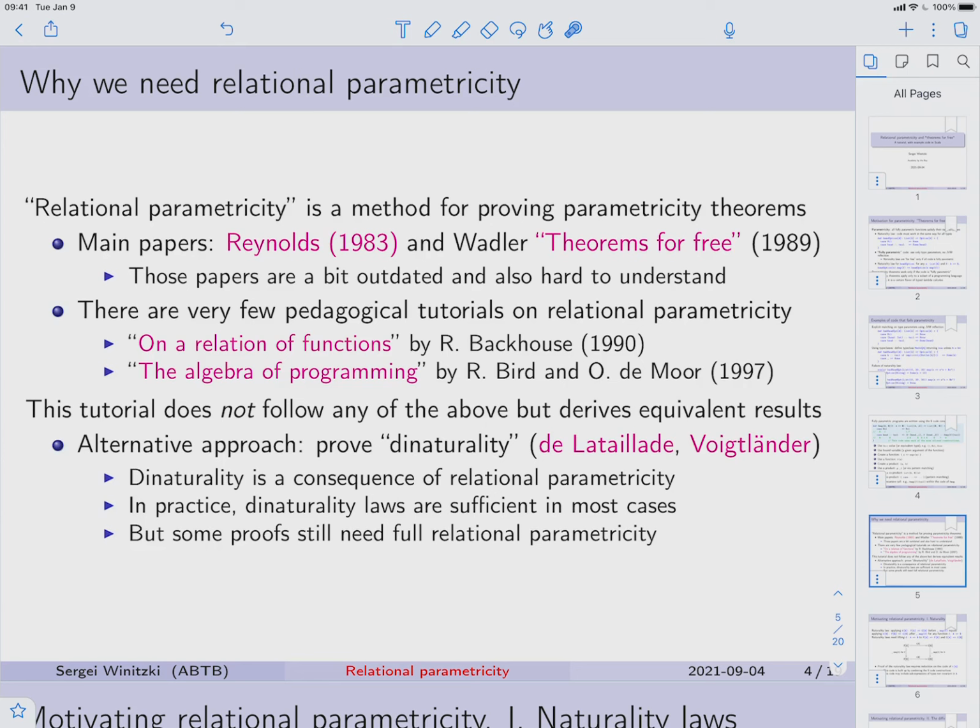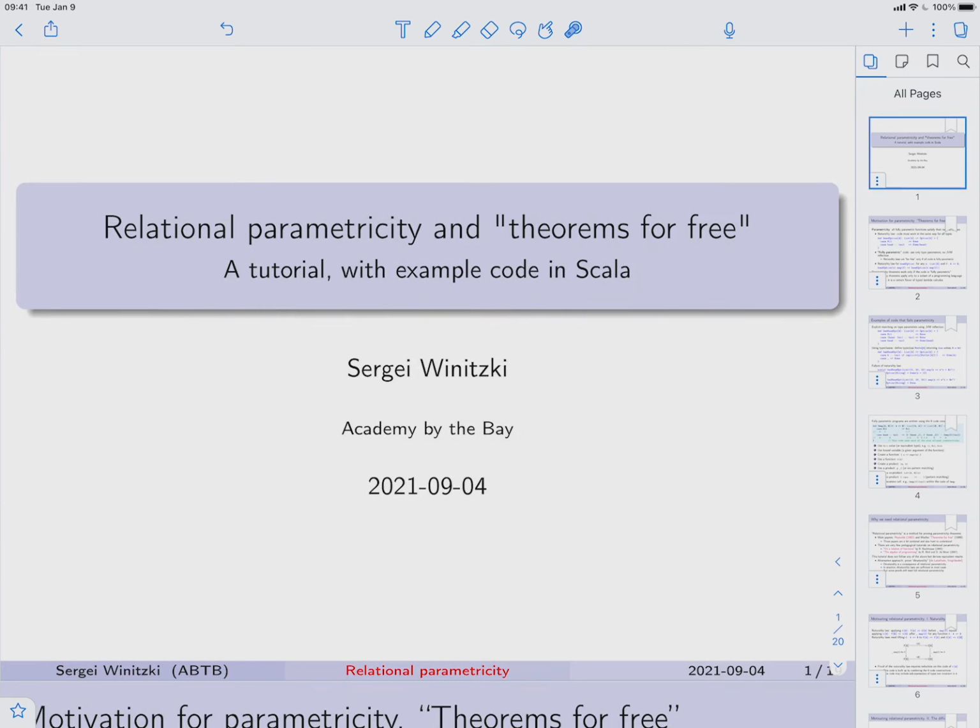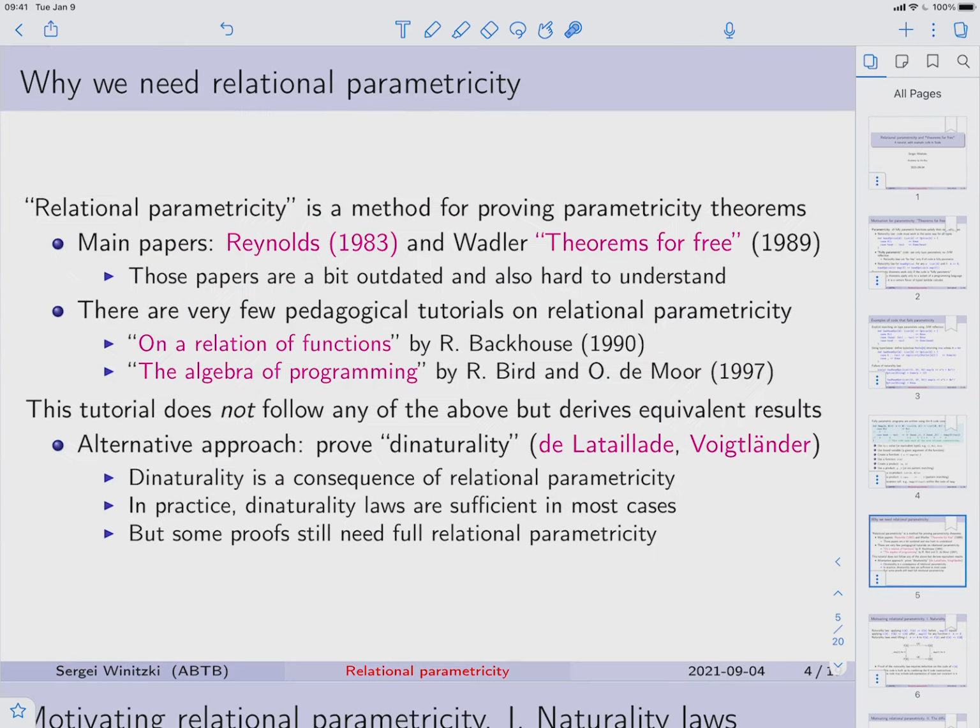I never understood the first of these papers, the Reynolds, and I have a very hard time understanding the second one. From the second one, I understand some part. And there are very few good pedagogical tutorials on the methods in these papers.